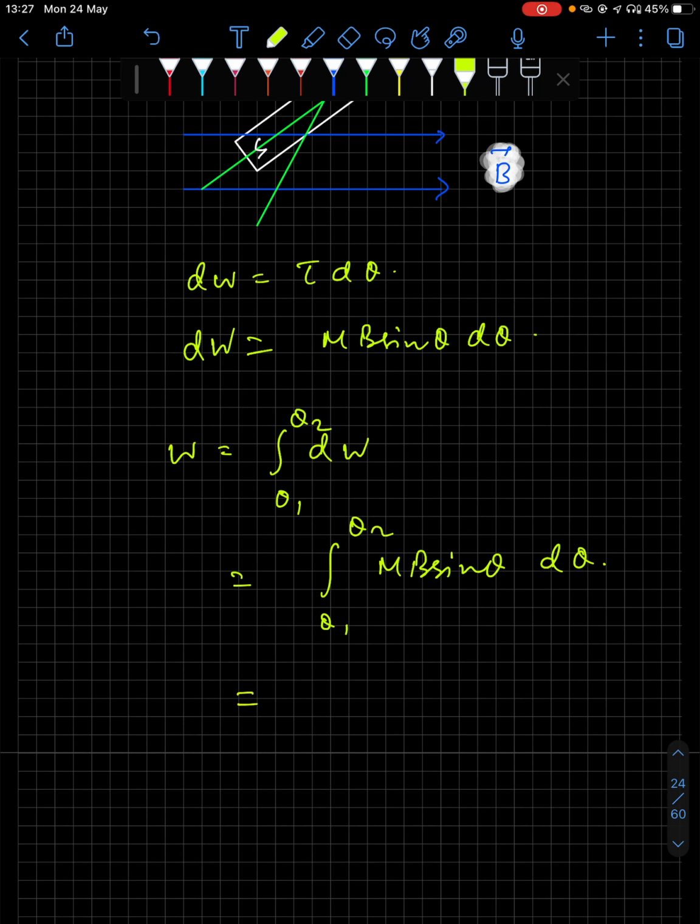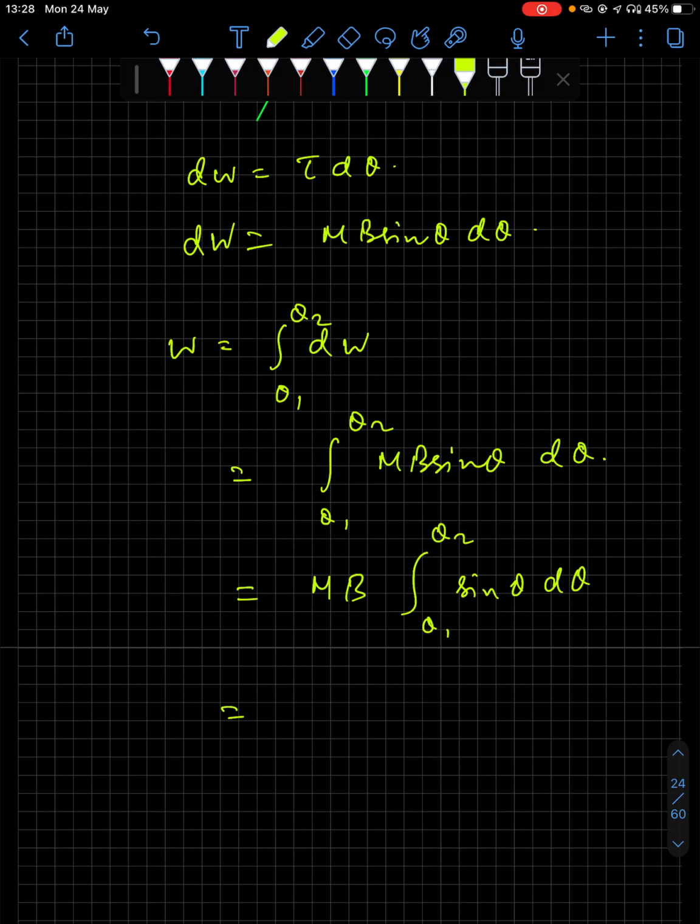Now the magnetic dipole moment of the given magnet will be constant, and it is a uniform magnetic field, therefore you have B constant. So integral sine theta d theta, theta 1 to theta 2. What is the integral of sine theta? That is minus cos theta, right? So this gives you minus cos theta, theta 1 to theta 2.